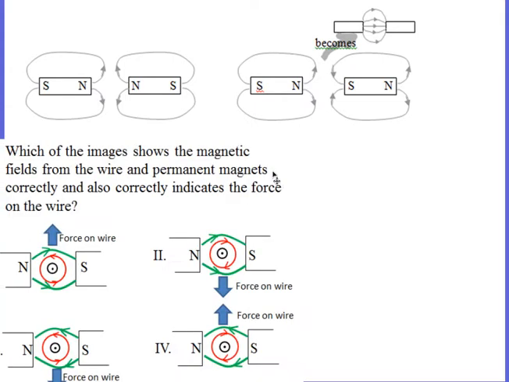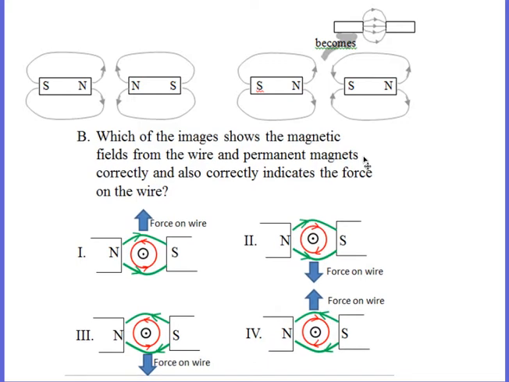Okay, now, applying that idea to this problem, I've got two different magnetic fields. I've got the magnetic field that comes from these, what we call field magnets, these permanent magnets out here, that's in green, and I've got the magnetic field that results from this current carrying wire, and that is in red.